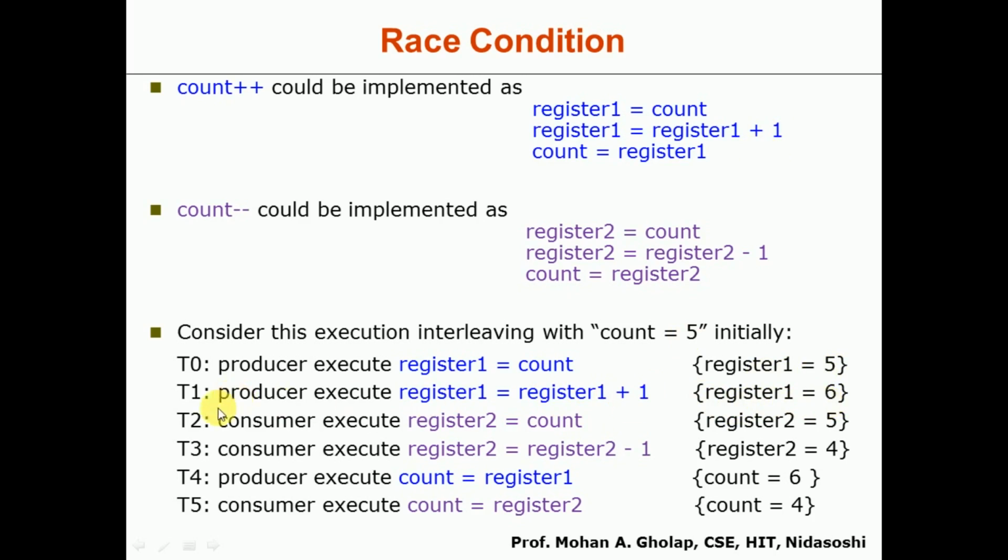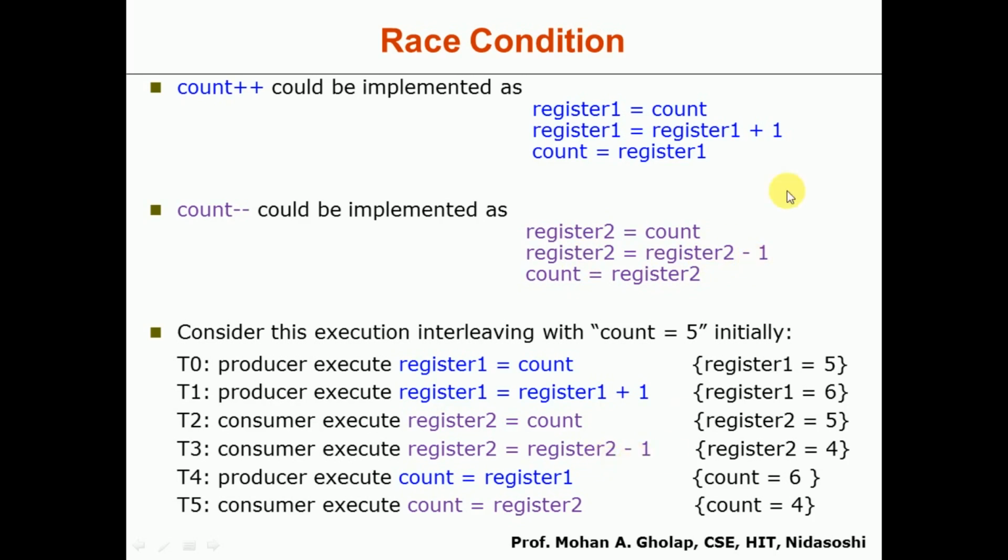After this, at time t2, let us consider the consumer starts execution, and the consumer will execute the first instruction from its set, register 2 equal to count. Register 2 equal to count means, what is the latest value of count? Count is 5 only, you have not yet changed the value of that. So 5 will be loaded into register 2, and register 2 will become 5 now. Let us consider at time t3, the consumer will execute the next instruction of its set, that is register 2 equal to register 2 minus 1.